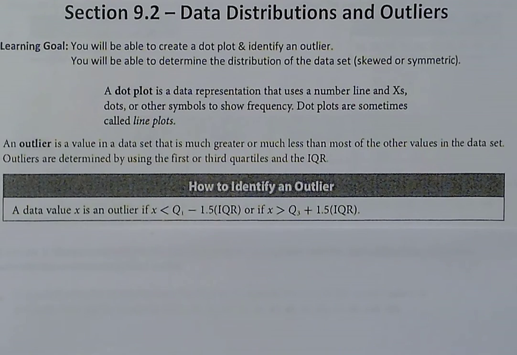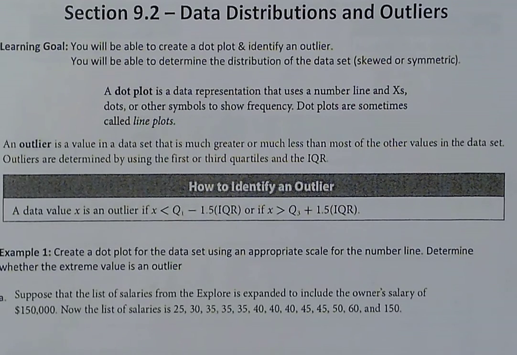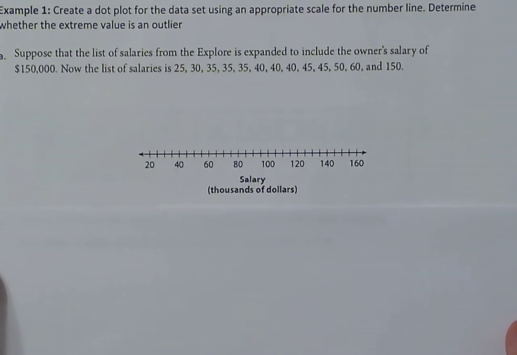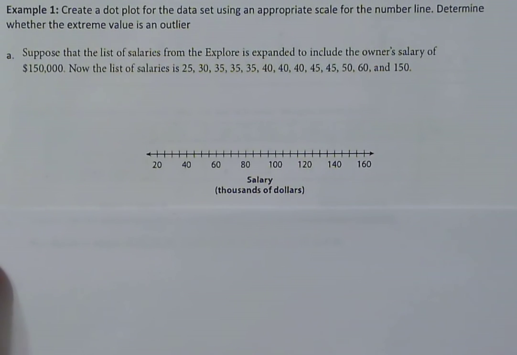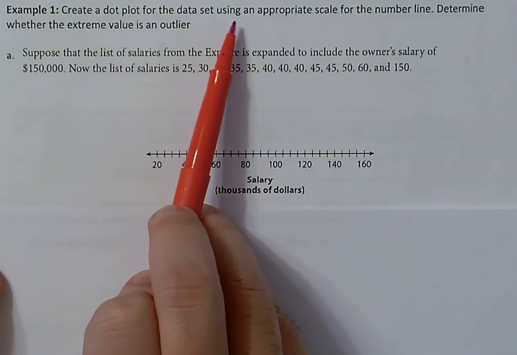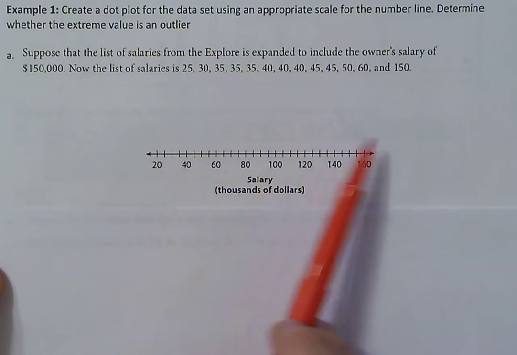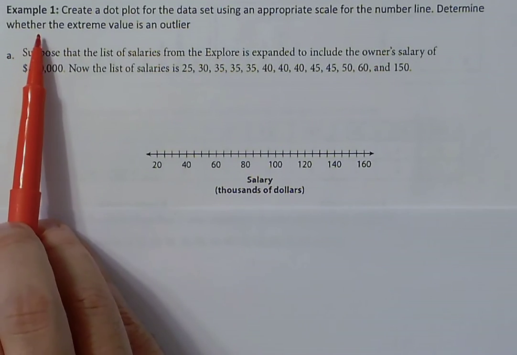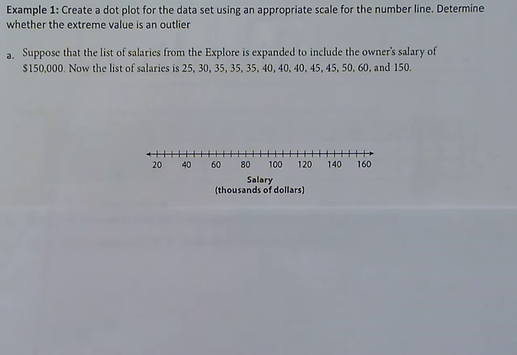So with that said, let's go ahead and get into example 1 for today. Example 1 is going to have us go through and create a dot plot for the data set using an appropriate scale for the number line, which has been given to us. And we need to determine whether the extreme value is an outlier. For our purposes, we're just going to look at the data and determine if it has an outlier.